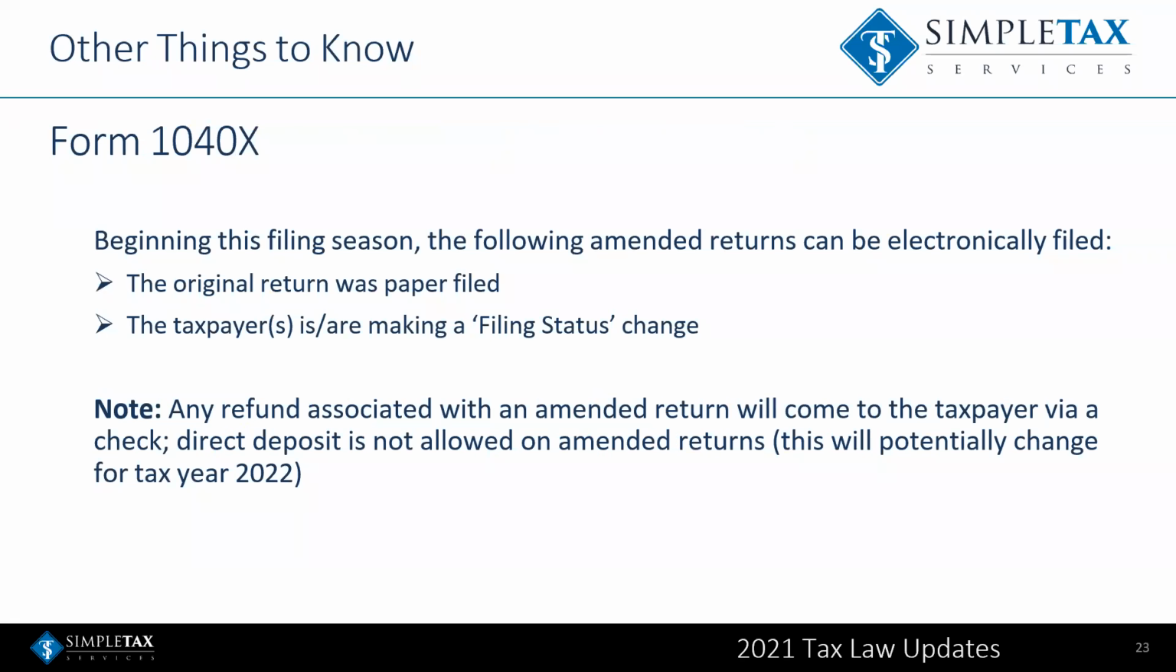So a couple of other things to know. Beginning this filing season, you will be able to electronically file amendments for returns that were paper filed and for taxpayers that are making a filing status change. All right. Second thing in here is we finally got some clarification from the IRS, which is any refund associated with an amended return will come to the taxpayer via check. They will not do direct deposits on amended returns, so they will get a check. There's been a significant amount of discussion about changing this for tax year 2022.